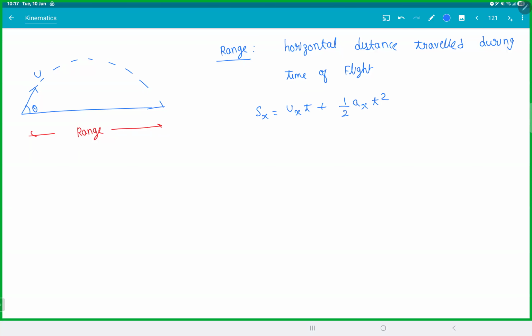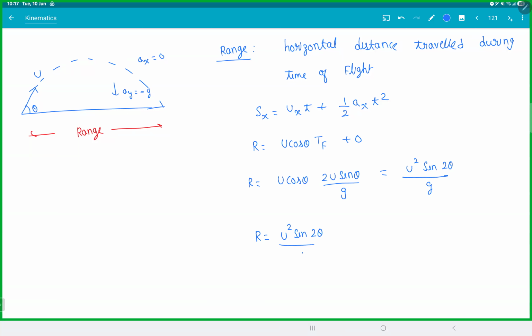square. Do remember there is only vertical acceleration, horizontal acceleration is 0. Ax is 0 and ay is g. So this will be range. ux is u cos theta and t will be the time of flight, and this term will be 0. So we get u cos theta times the time of flight, 2u sine theta by g. 2 sine theta cos theta becomes sine 2 theta. This is your range formula. This is a new formula.